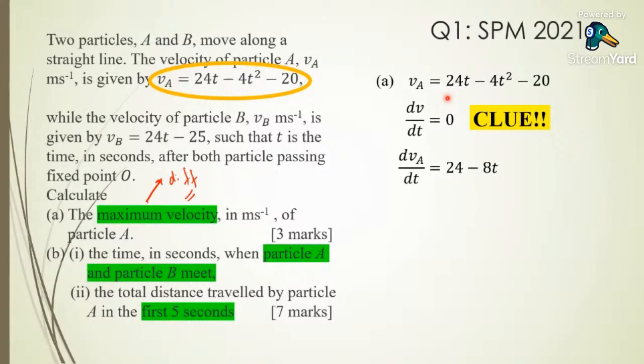Okay, so when we equate to 0, jadilah 24 minus 8t equals to 0. So, the main thing here is, apa yang kita nak dapat? Basically, we will find the value of T. So, kita dapat T equals to 3. So, what shall we do with T equals to 3? Itu baru dapat the time.